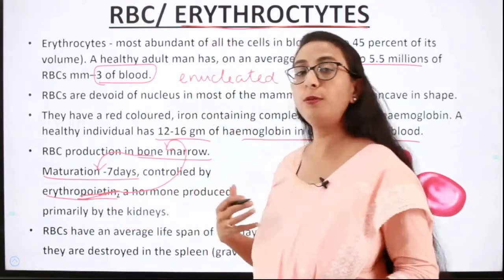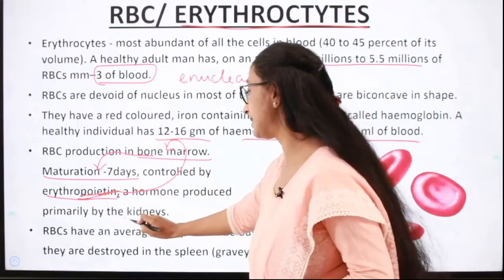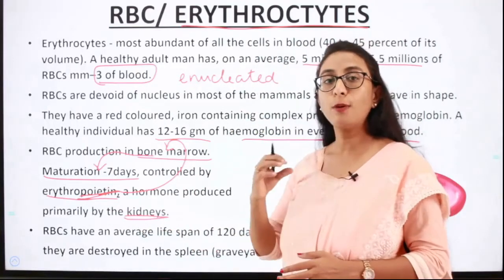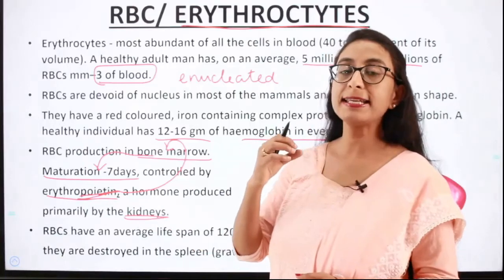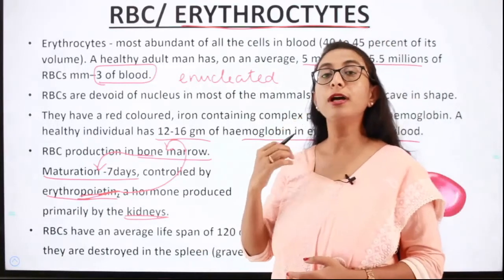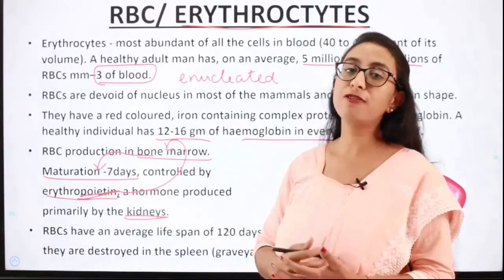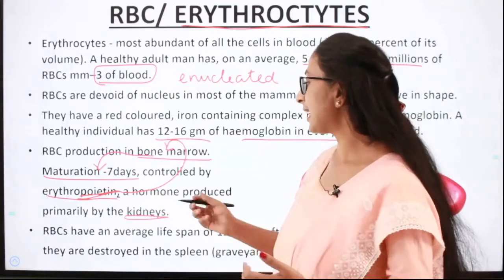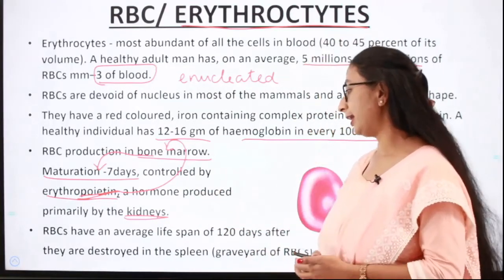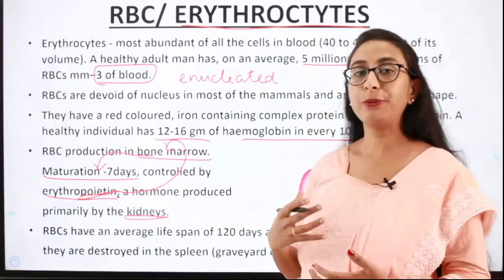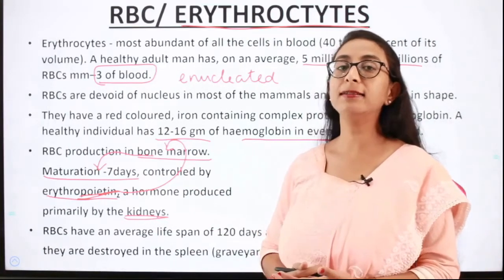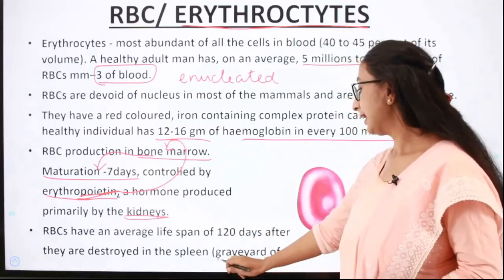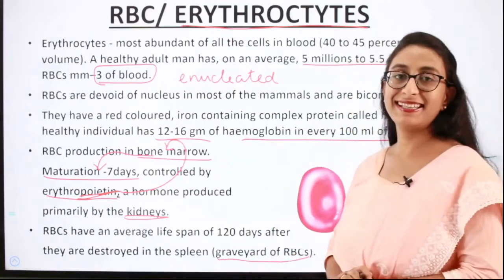Erythropoietin is a hormone which is produced by the kidneys. Got it? It is this hormone which stimulates the production of RBCs inside the bone marrow. Then RBCs have an average lifespan of 120 days, and after 120 days they are destroyed in the organ called the spleen. That is why the spleen is also called the graveyard of RBCs.